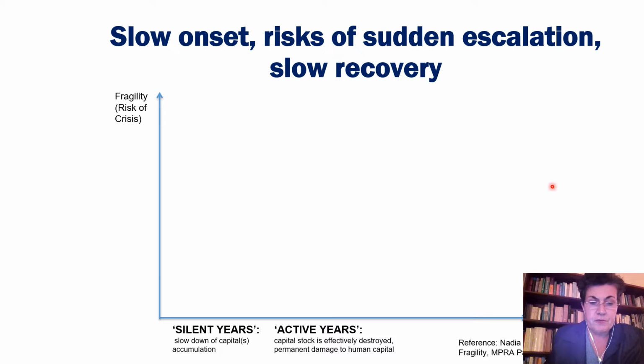If we frame fragility as the risk of crisis and we look at the time structure, we can distinguish between two phases. First, a silent phase, when there is a slowdown of capital accumulation. Then, an active crisis phase, when the stock of capital is depleted, leading to permanent damage.